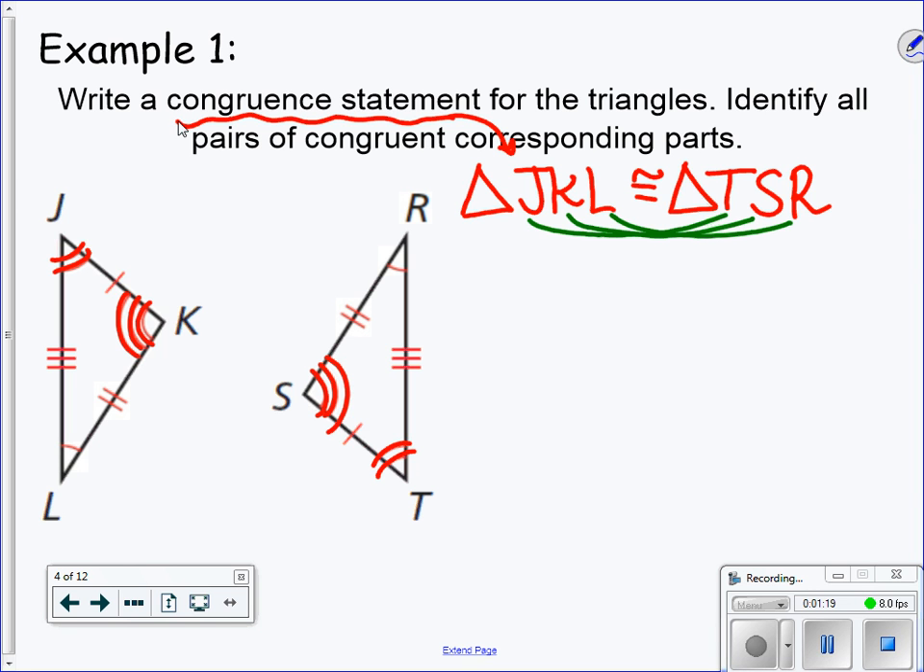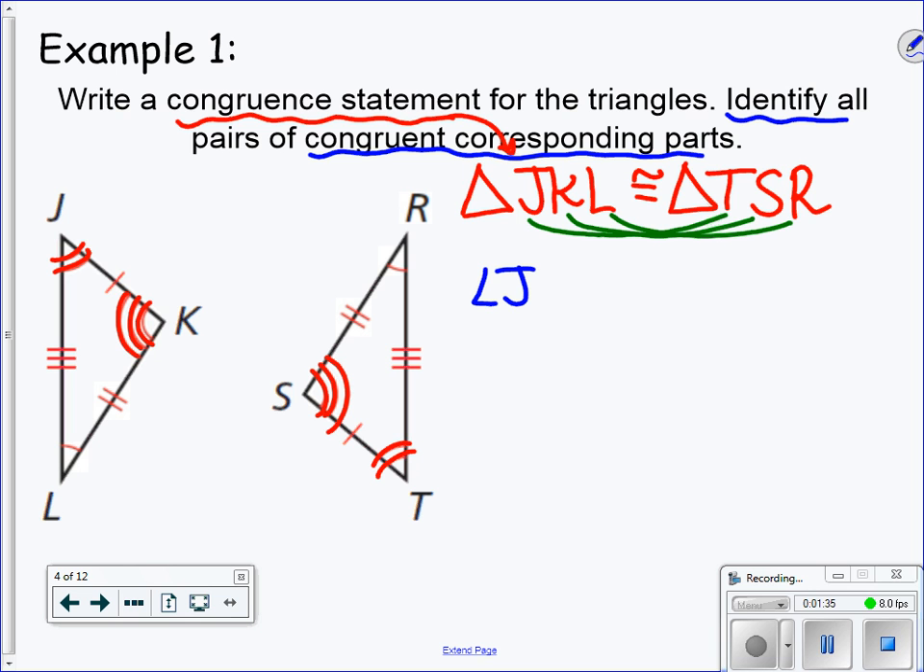Okay, it says then identify all congruent corresponding parts. Well, triangles have 3 angles and they have 3 sides. So that means that they have 6 corresponding parts. So let's go through and name all of them. So let's just start with the angles.